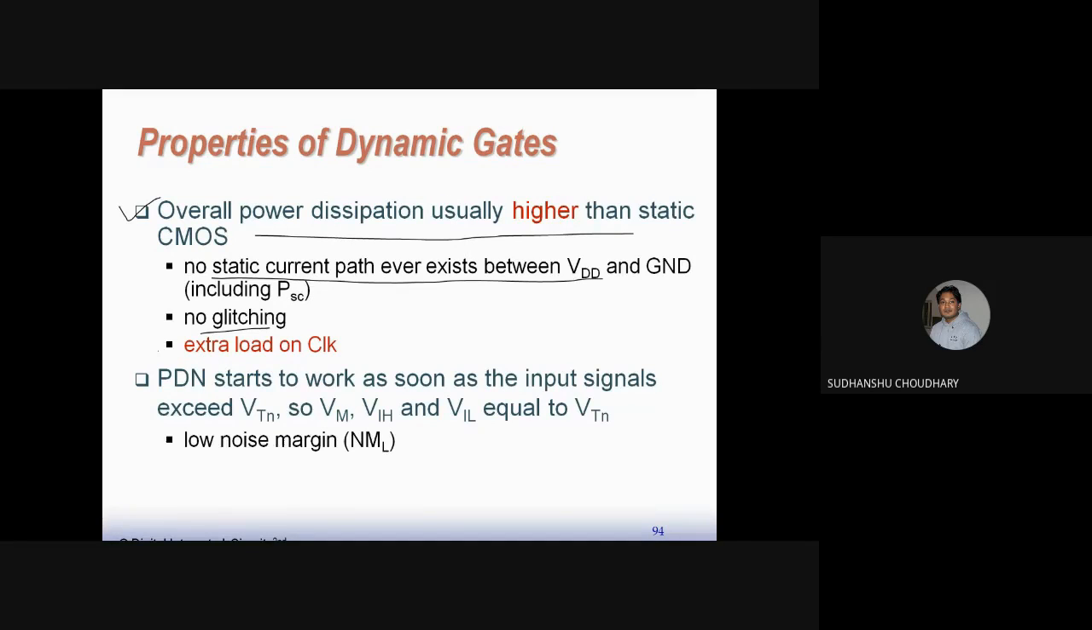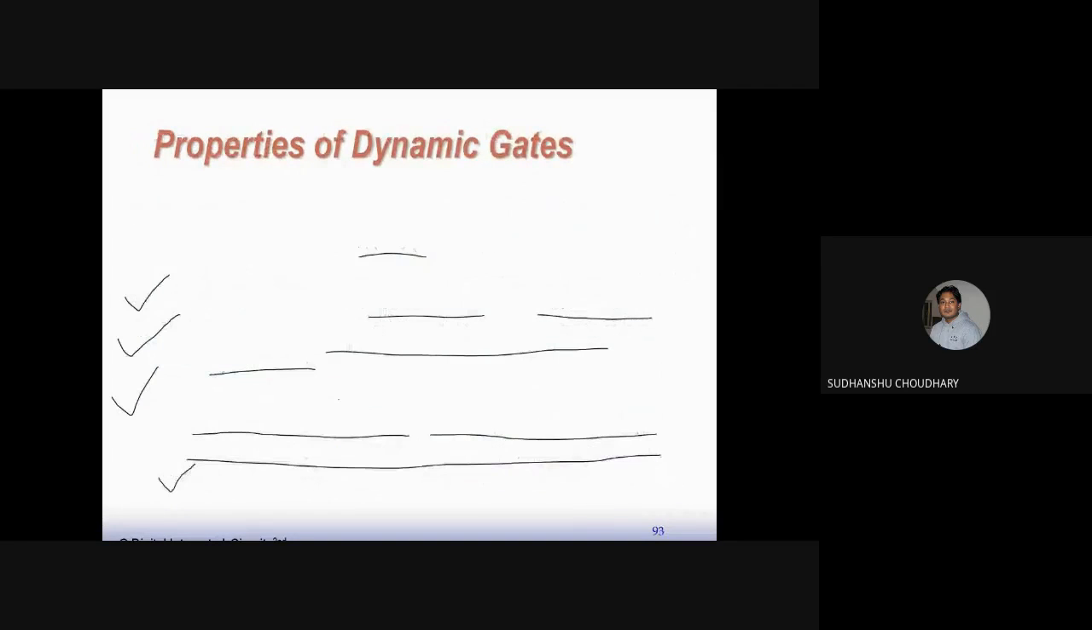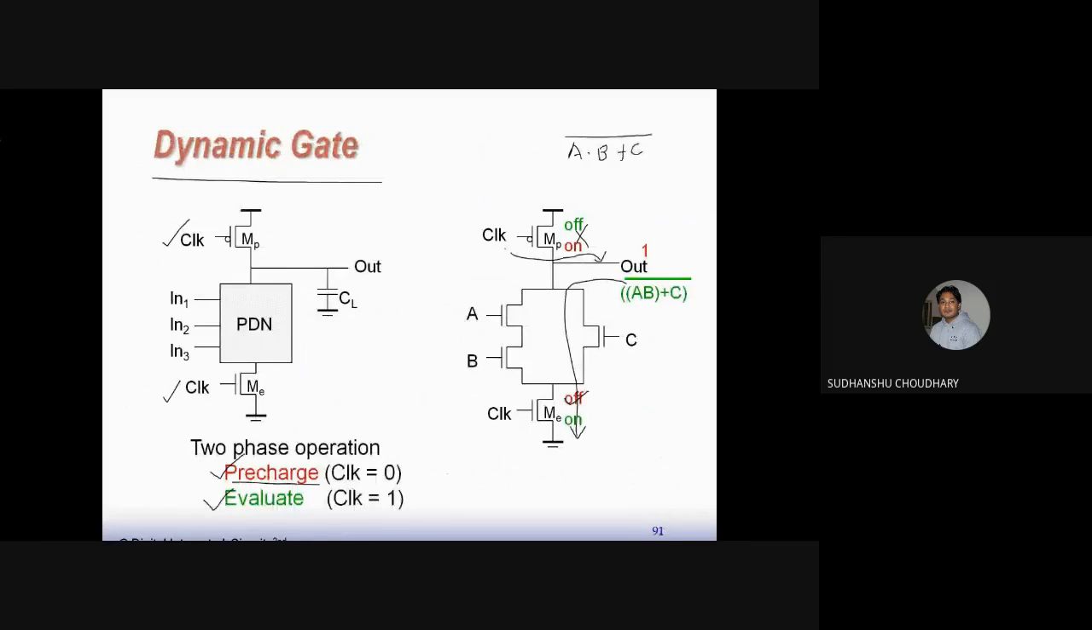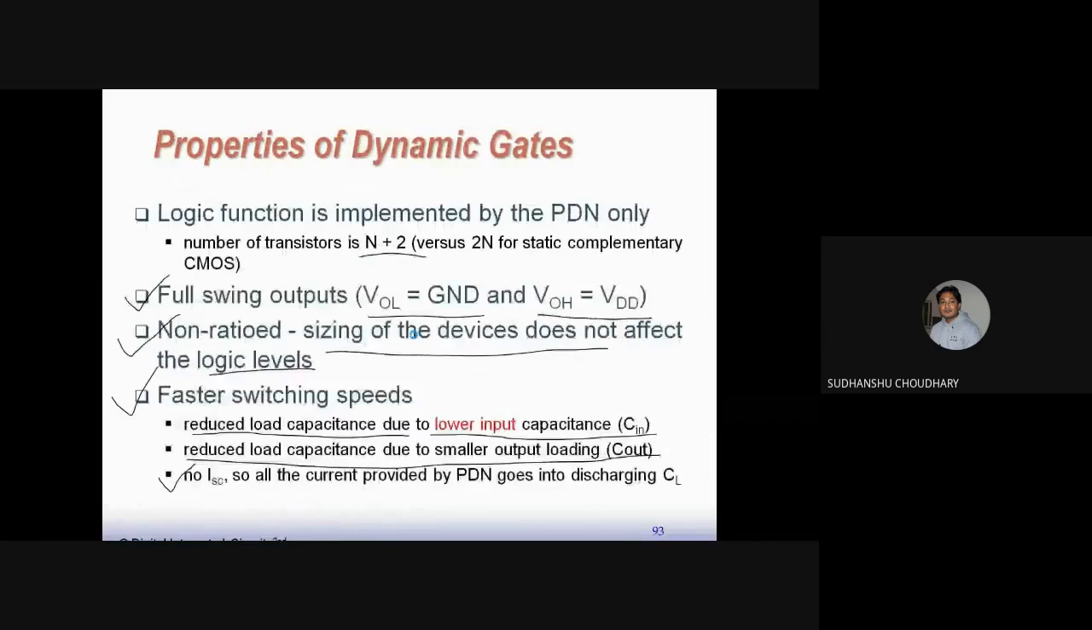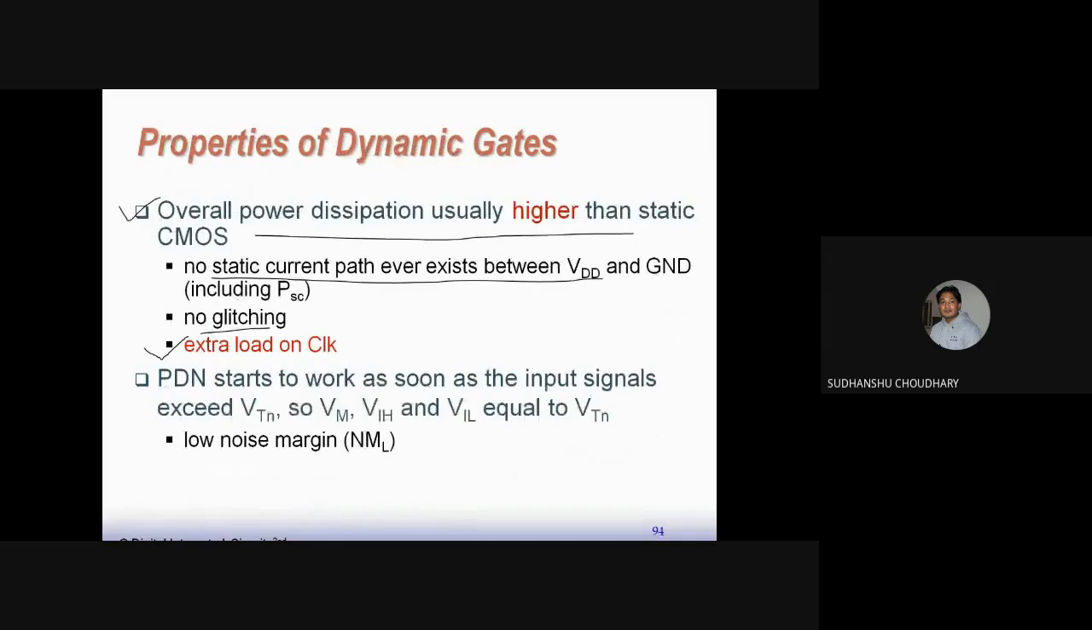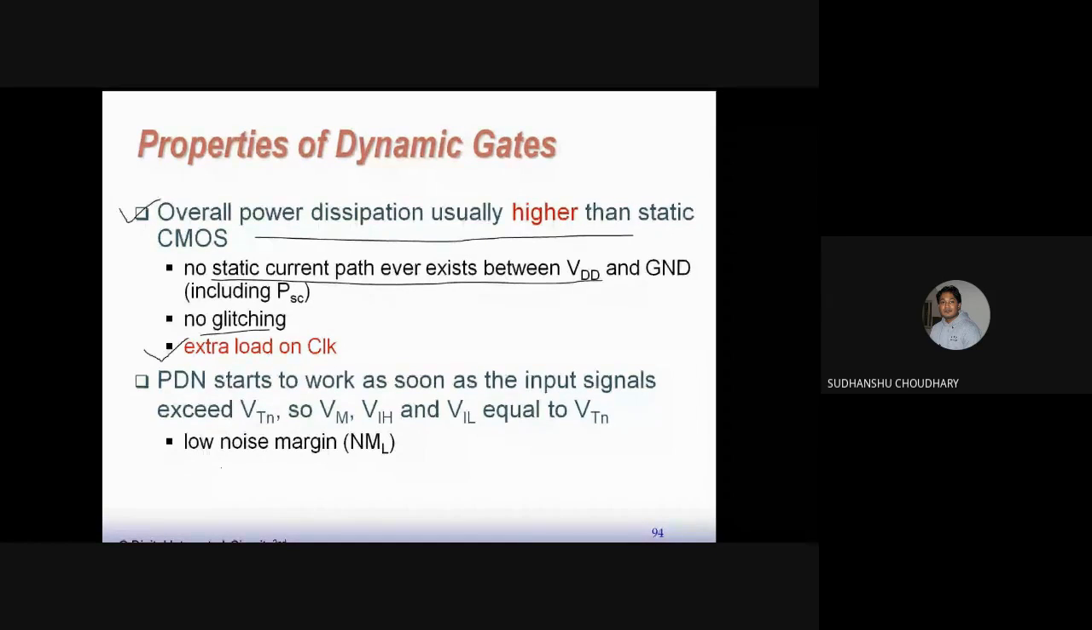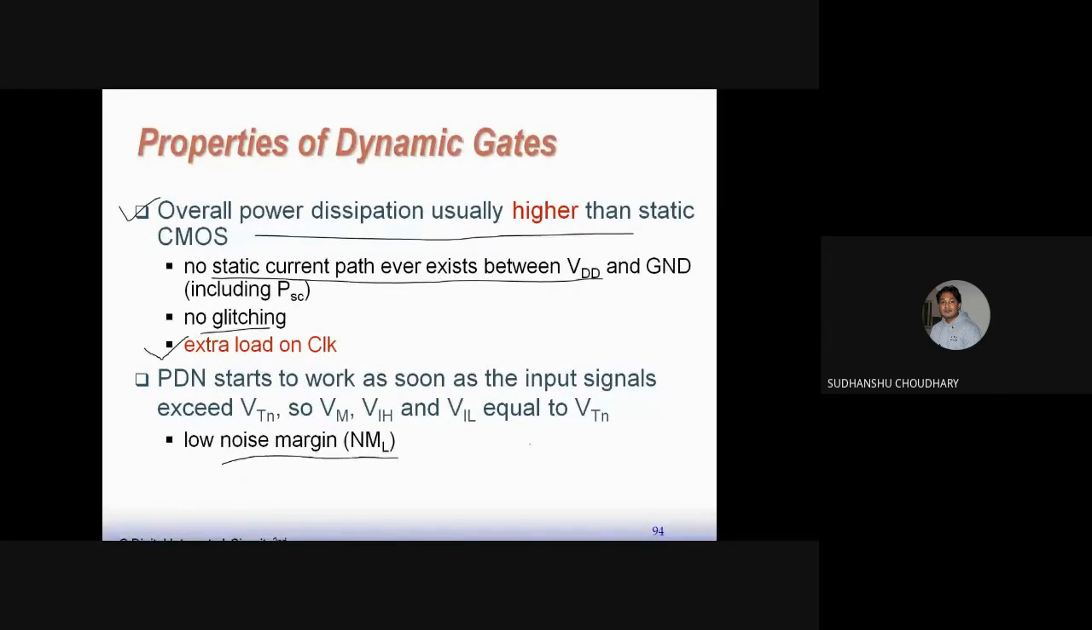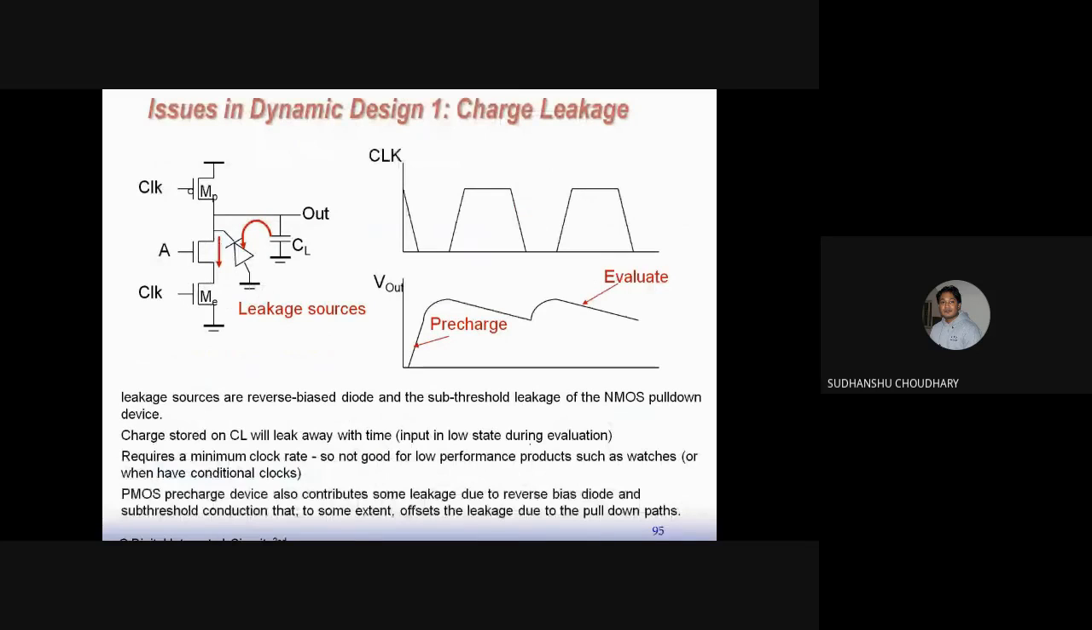But there is a problem that you have an extra load on the clock. The same clock used in the circuit for other purposes is being utilized for driving the gates of this PMOS and NMOS. That means we have an extra load of two transistors on the clock. So clock load increases and clock power dissipation also increases because of the extra load of two transistors on the clock. And the noise margin is also low because the VTC is not symmetrical. So these are some of the problems of the dynamic logic gate.